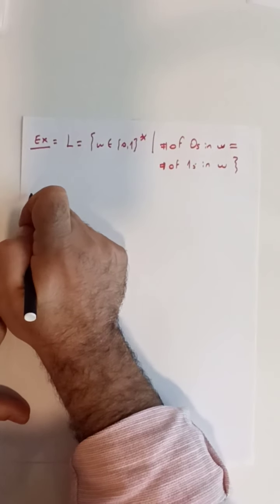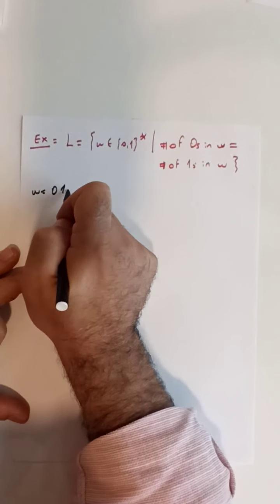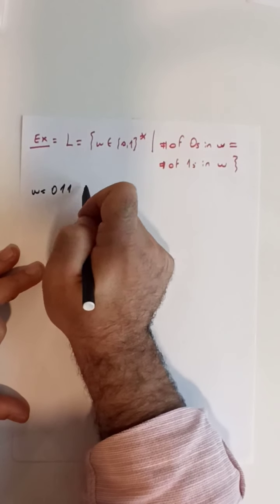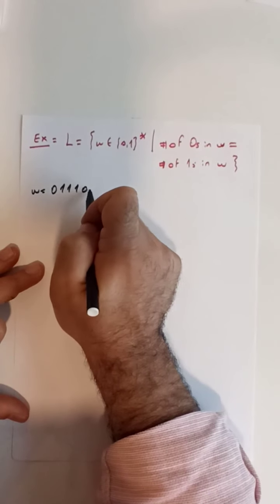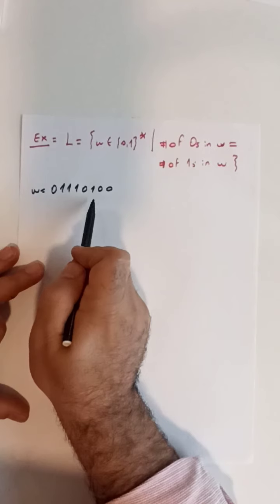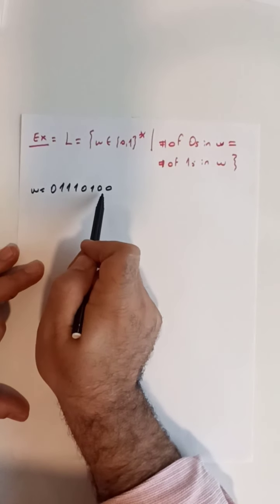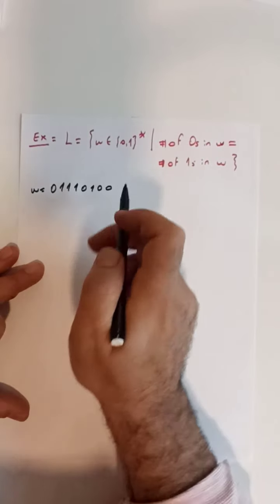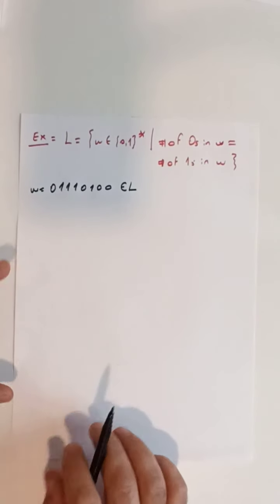For instance, if I take W to be equal to 0, 1, 1, 1, 0, 1, 0, 0. In this string, I have in total 4 zeros against 4 ones. So the number of zeros is equal to the number of ones. Thus, this string belongs to the language.